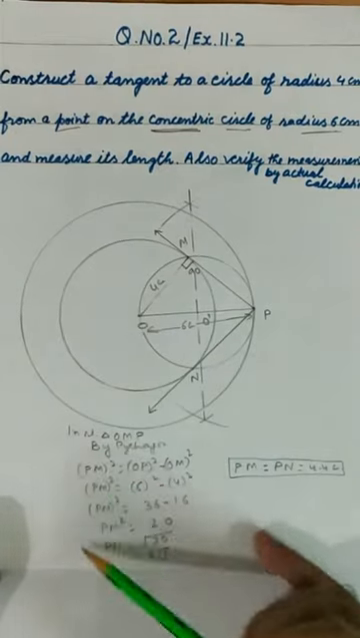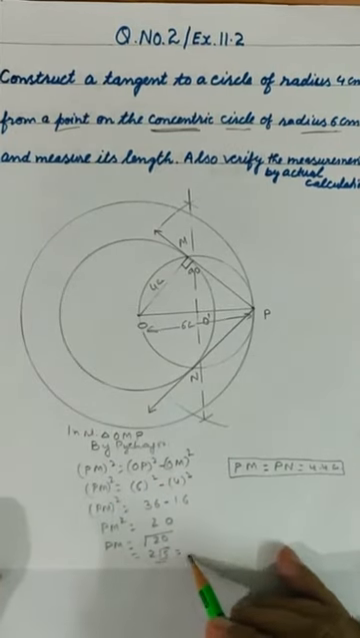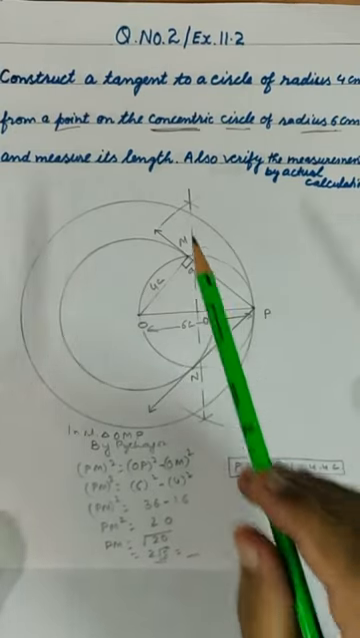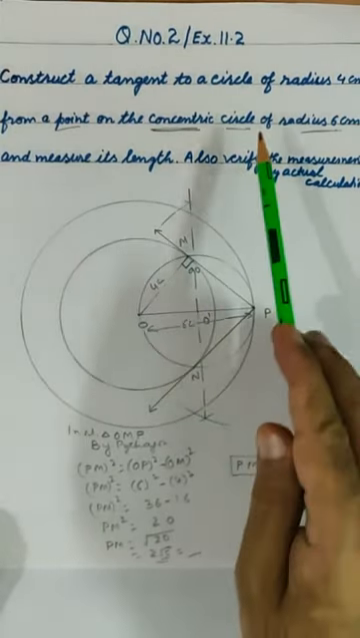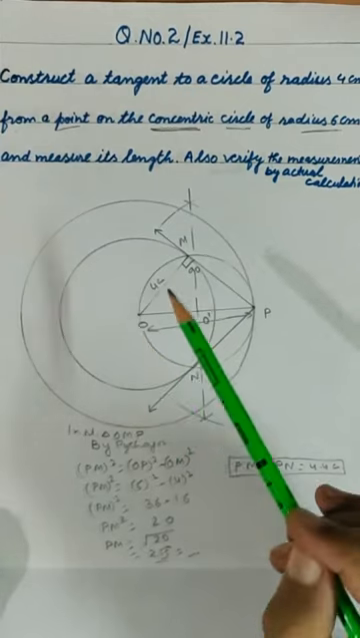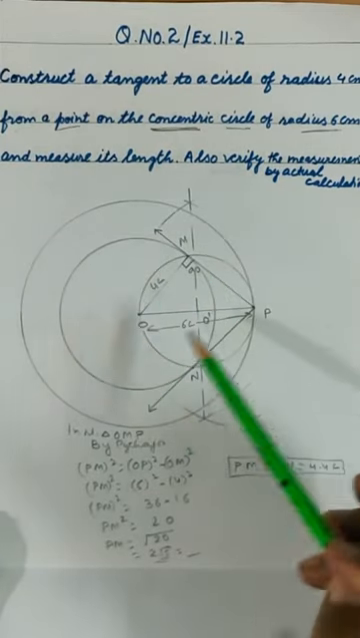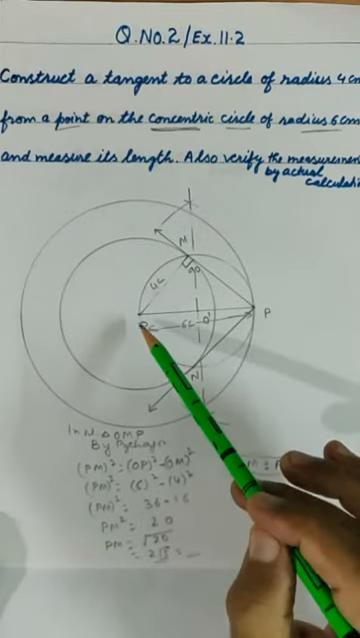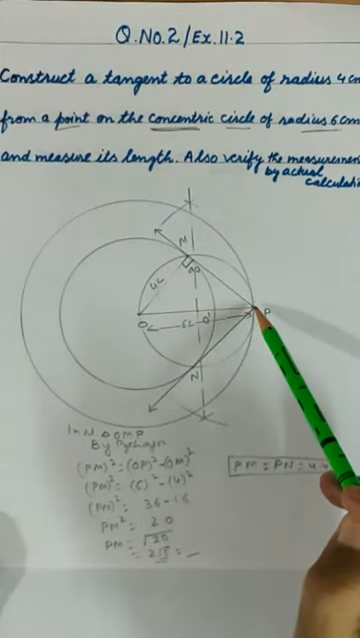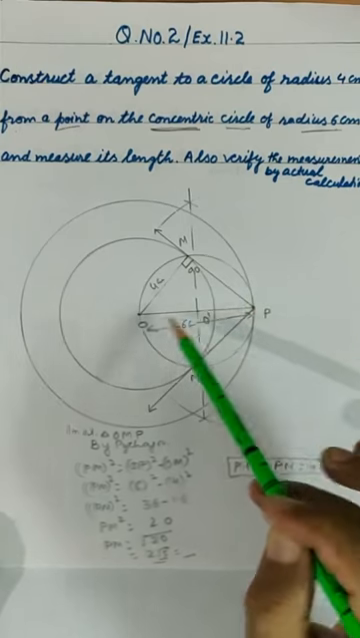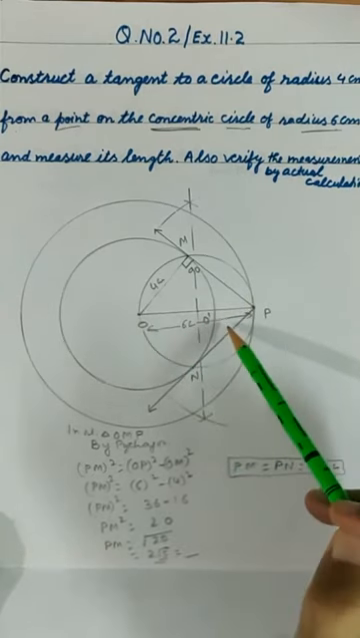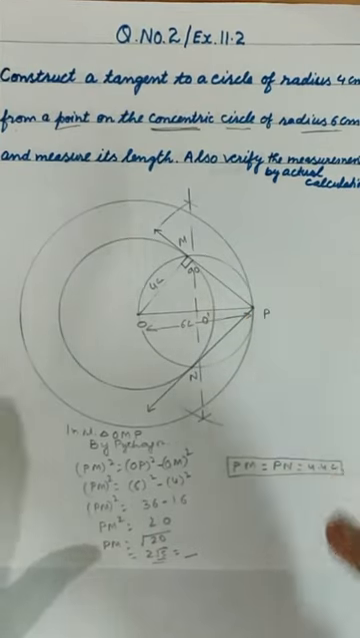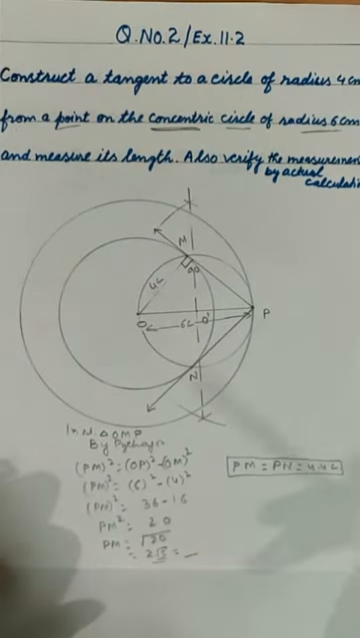We have to verify this. You can get the solution of this and you will find it the same. You have to do it. This is a circle of radius 4 centimeter. Then there is another concentric circle of radius 6 centimeter, and from a point on the concentric circle of radius 6 centimeter we have to draw a pair of tangents for this circle. This is an exterior point, and the same procedure we do as we have done in the first question.